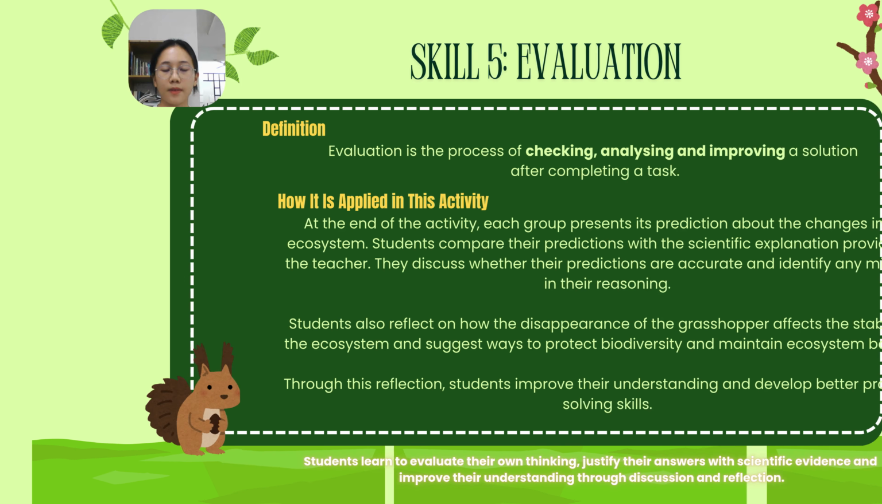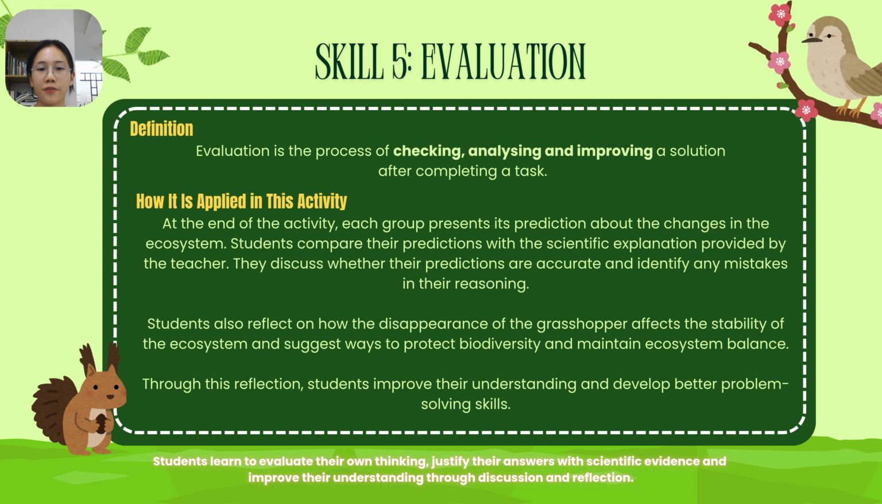The fifth and final computational thinking skill applied in these activities is evaluation. Evaluation is the process of checking, analyzing, and improving a solution after completing a task. It allows the students to reflect on their thinking and determine whether the solution is supported by scientific evidence. At the end of the activities, each group will present their prediction about how removing the grasshopper will affect the ecosystem. So the students can compare their answer with the correct scientific explanation provided by the teacher.